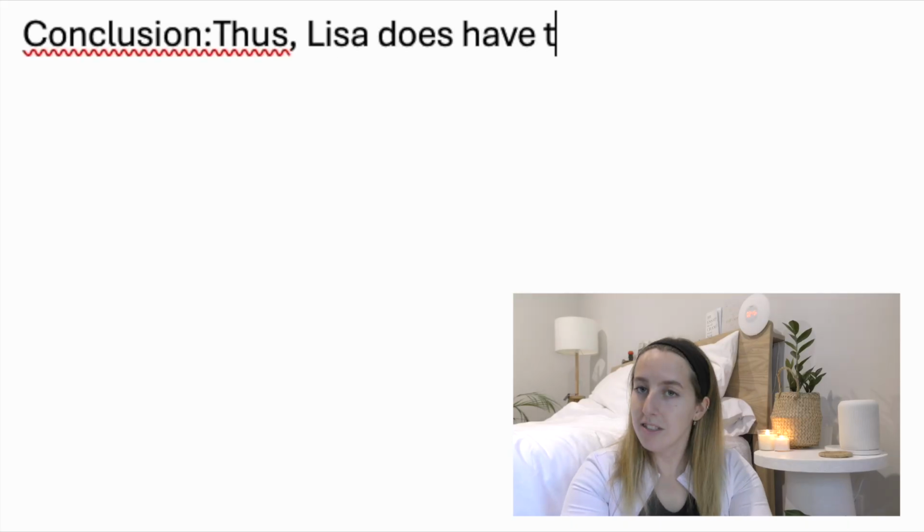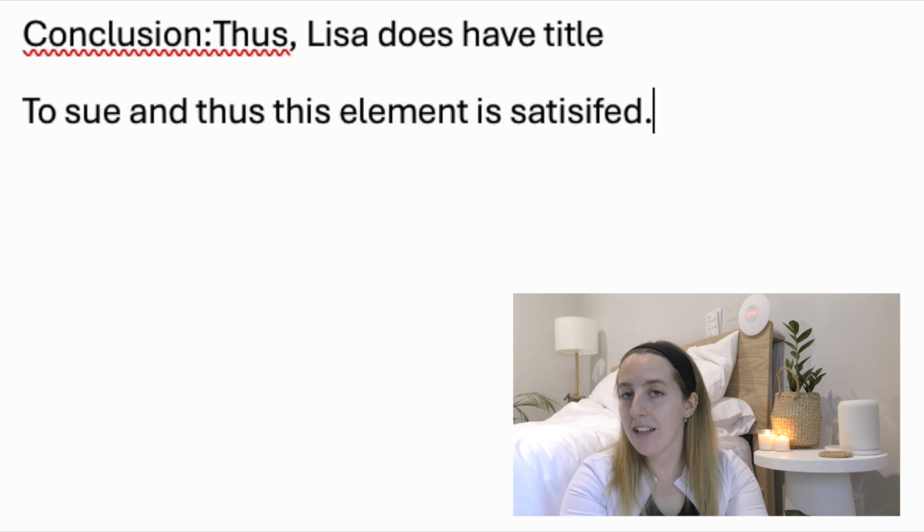There you go. That's applied to the facts. That's also relating to the law. I've done it and I've connected it together. Very simple, very basic. Now the final letter is C, which is conclusion. And conclusion is where you summarize it and say whether or not this element has been satisfied. And what I said is, thus, Lisa does have title to sue, and thus this element is satisfied. Now that is how you would apply ISAACS.